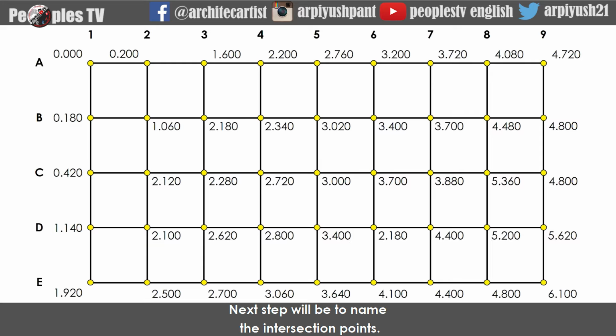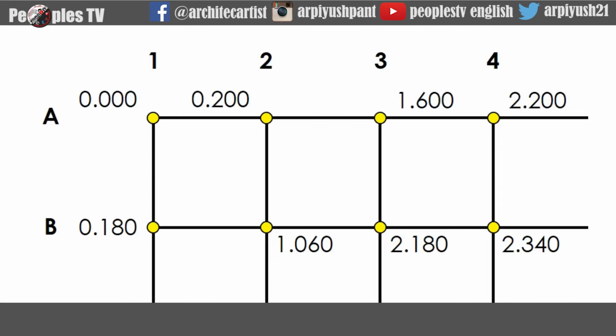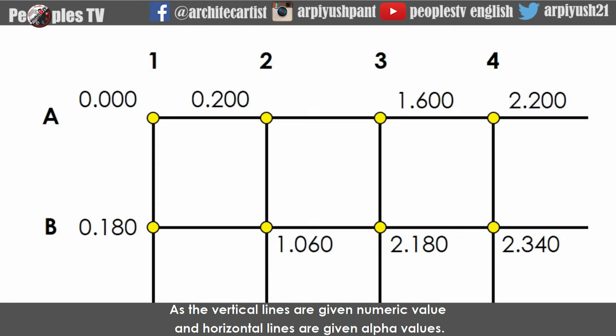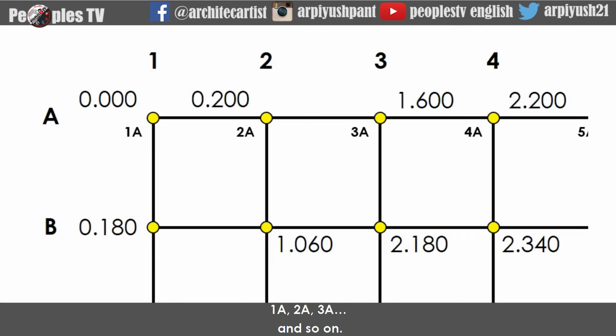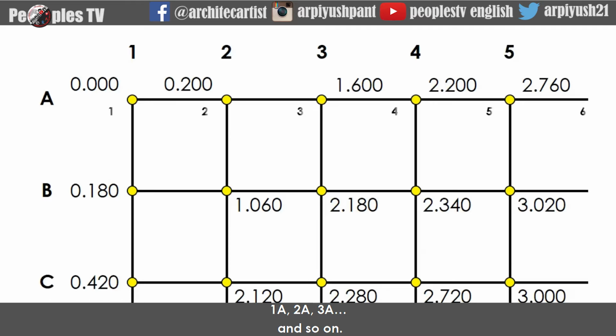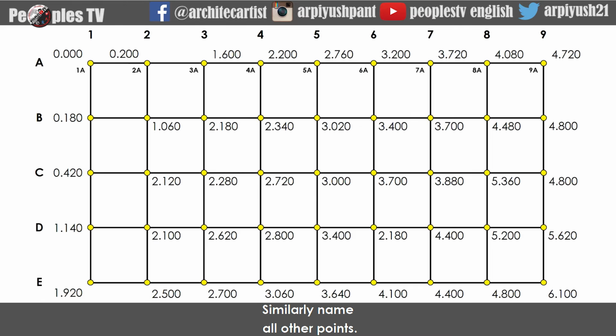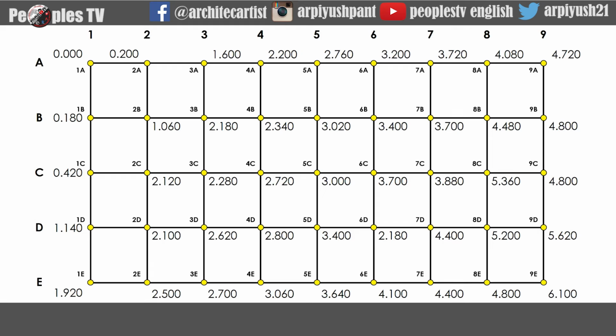Next step will be to name the intersection points. As the vertical lines are given numeric values and horizontal lines are given alpha values, the intersection points lying on horizontal line A will be 1A, 2A, 3A and so on. Similarly, name all other points.